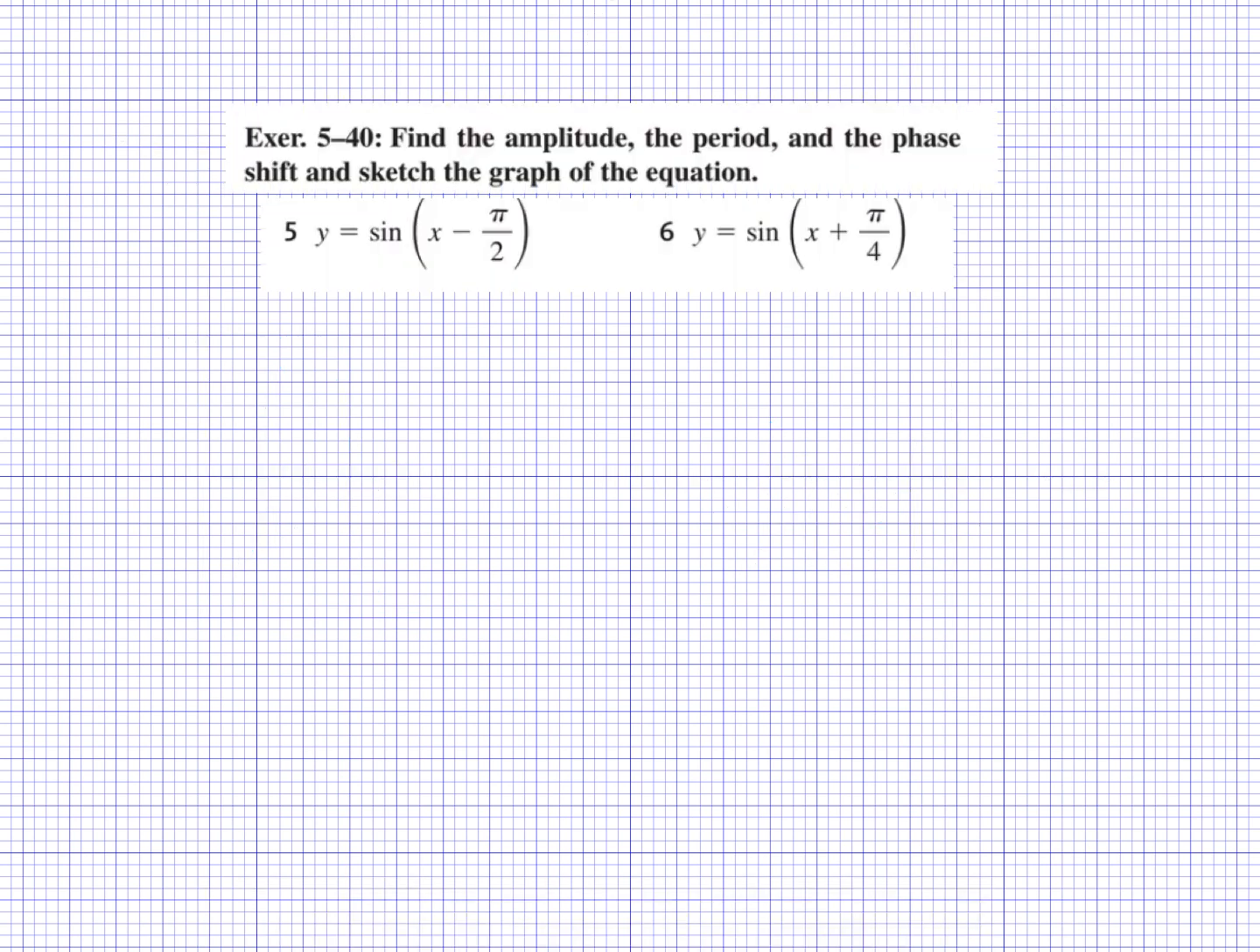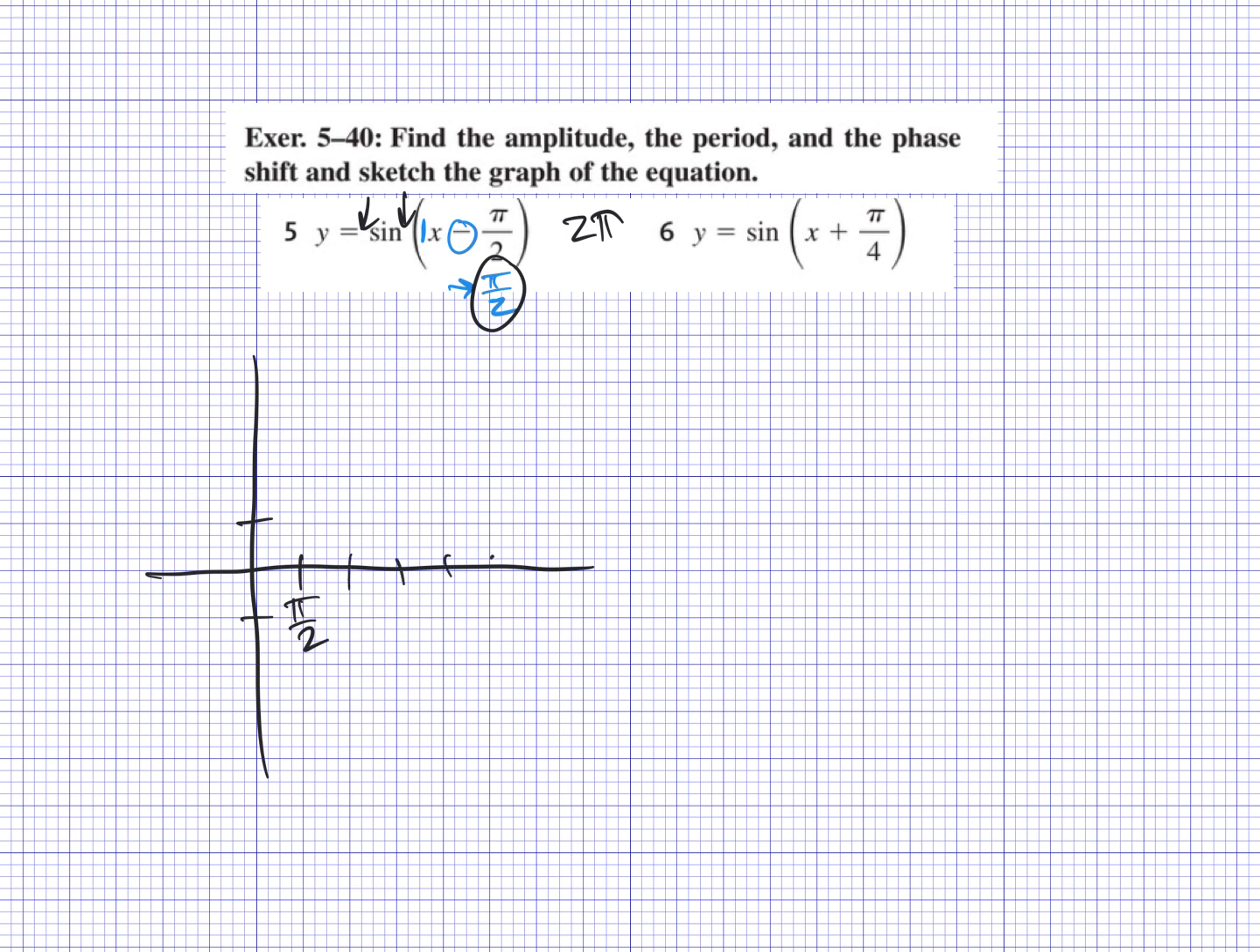Okay, now find the amplitude, the period, and the phase shift. All right, so as long as this is 1, then we are going to the right by pi over 2. That's how much the phase shift is. That's what that means. Okay, so everything else is still the same. Amplitude is 1, and B is 1. So we still go to pi, but we're not starting at 0. We're starting at pi over 2.